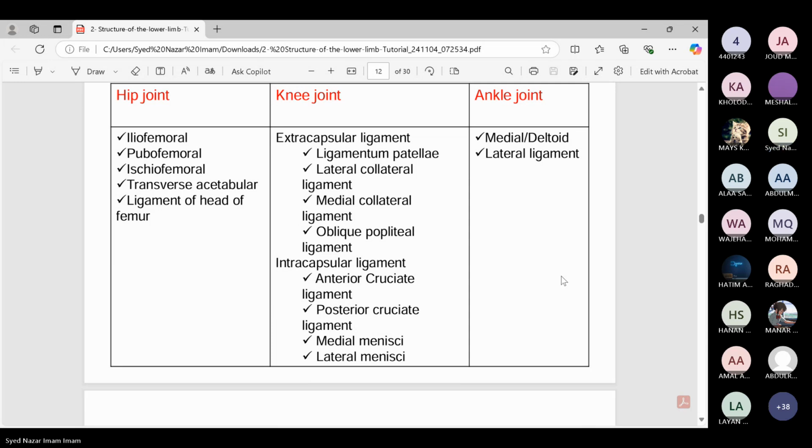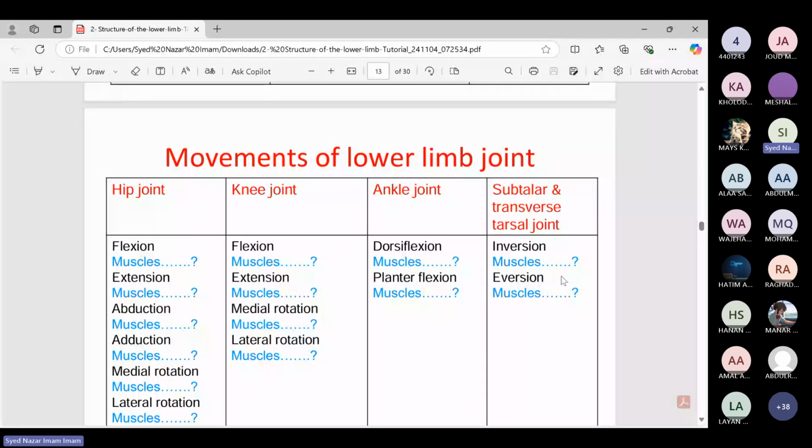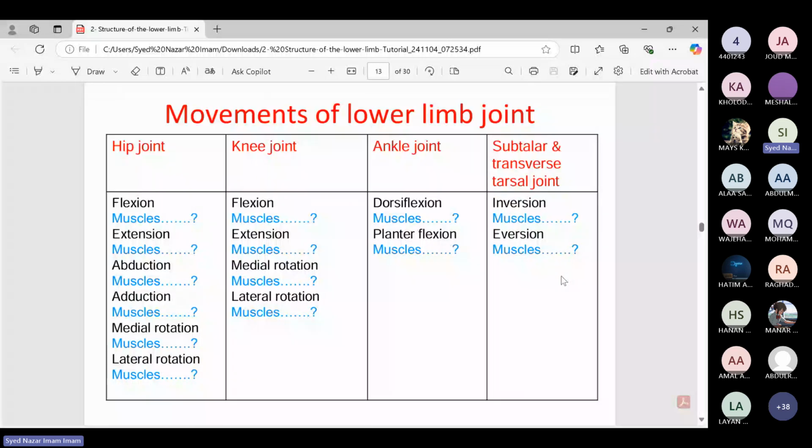Now, a very important part of the joint. For each movement, we'll see what muscles we have and what the movements are at a particular joint. So what are the joints we have? We have the hip joint, which is a ball and socket joint. We have the knee joint, which is a modified hinge joint, the ankle joint, which is a hinge joint, and then we have the subtalar and transverse tarsal joints. Now, the hip joint is a ball and socket joint, so all different kinds of movements are possible, like your shoulder joint.